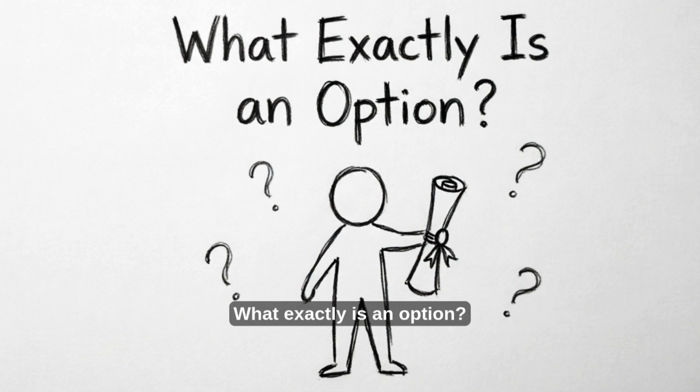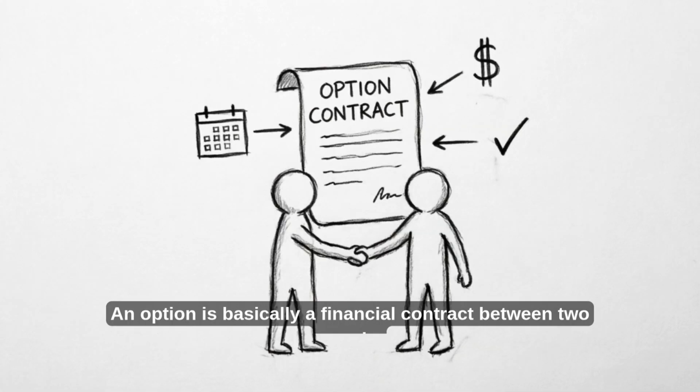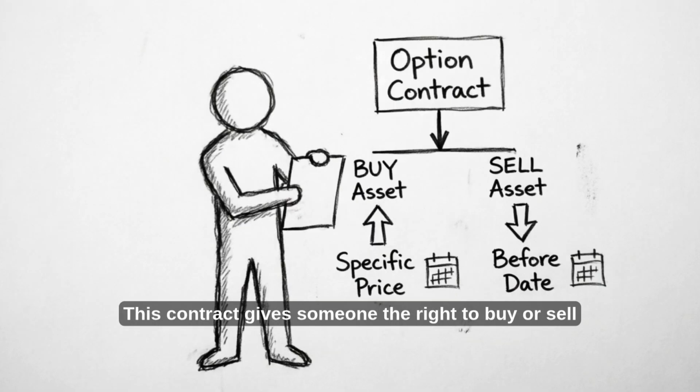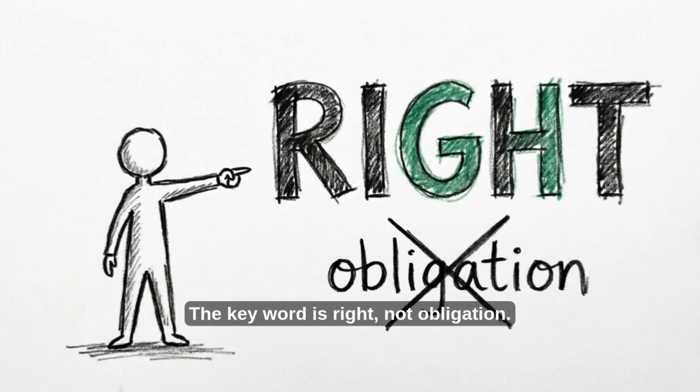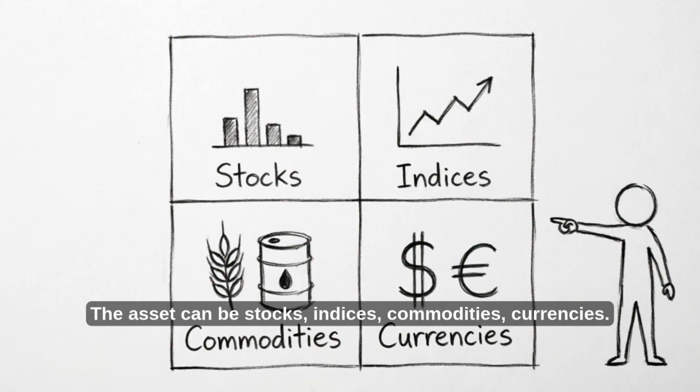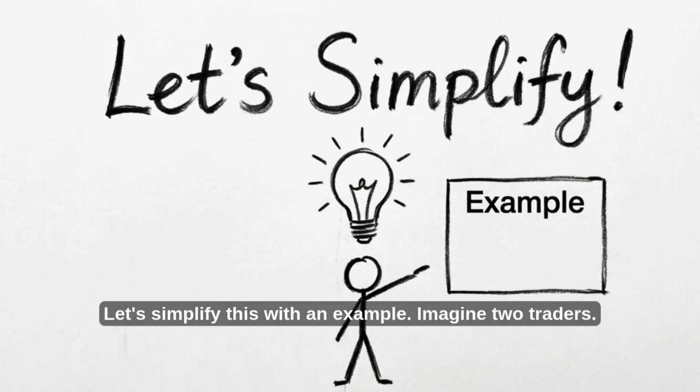What exactly is an option? An option is basically a financial contract between two people. This contract gives someone the right to buy or sell an asset at a specific price before a certain date. The key word is right, not obligation. The asset can be stocks, indices, commodities, currencies. Let's simplify this with an example.